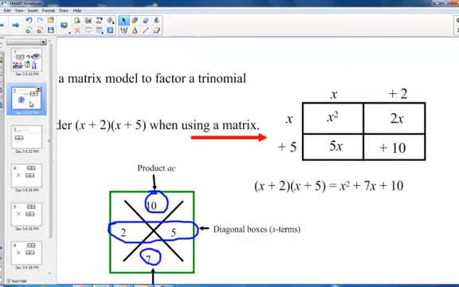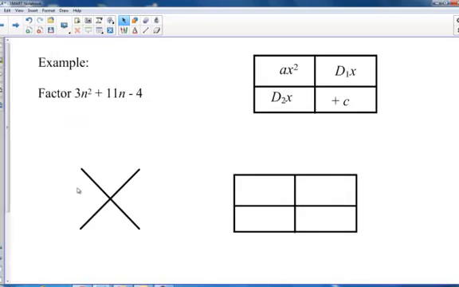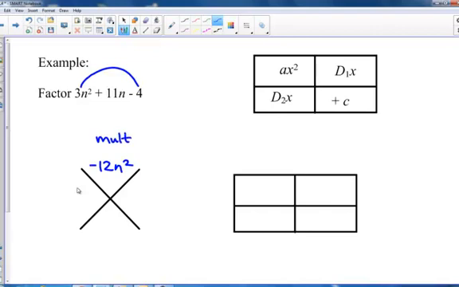All right, here we go. You already know how to do this. So I'm going to keep cruising. Okay. 3n squared plus 11n minus 4. So I'm going to multiply the first times the last. That's a negative 12n squared. So that's what the two numbers multiply to give you. And then they would add to give you whatever's in the middle, which is 11n.